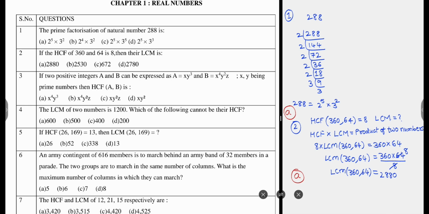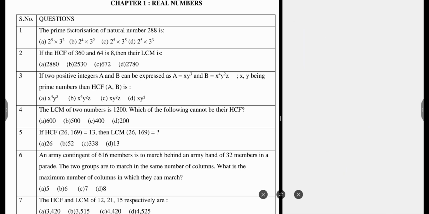Now let's do the third question. Question number 3, what is given? Two numbers are given. a is equal to x y to the power of 3 and b is equal to x to the power of 4 into y to the power of 2 into z to the power of 1. We want the HCF of a comma b.